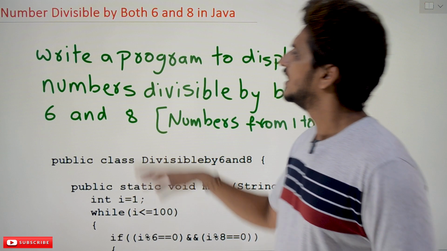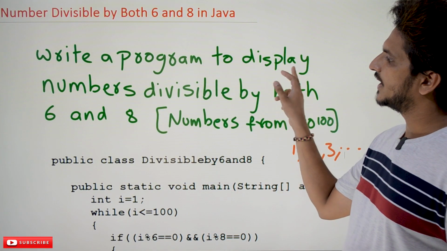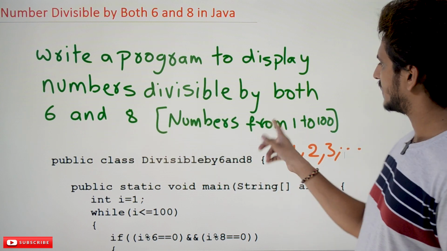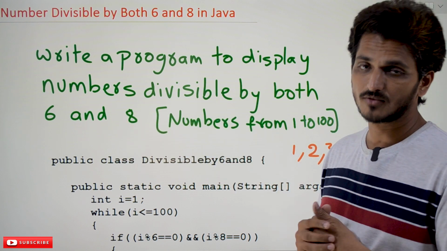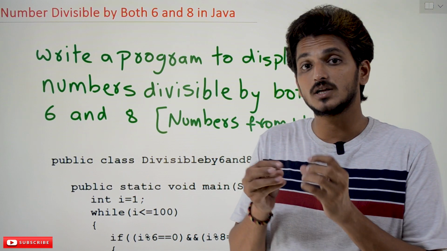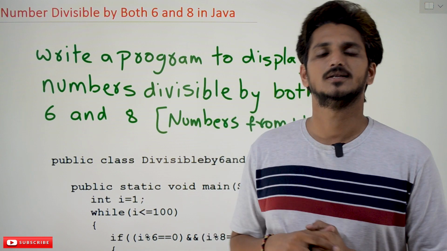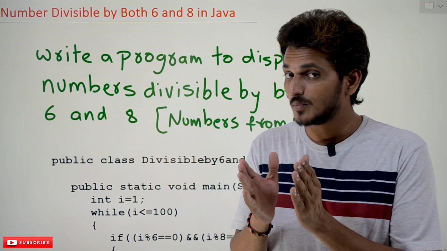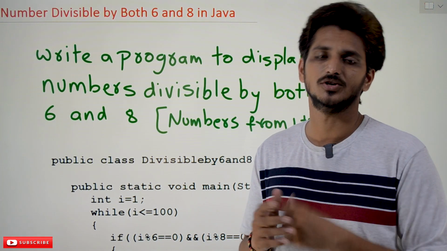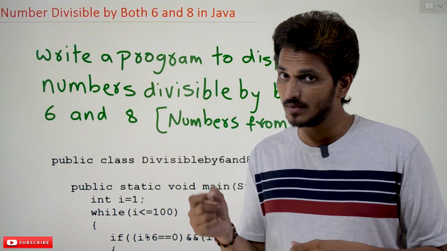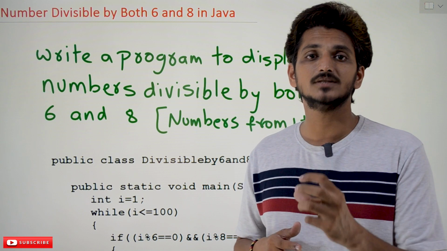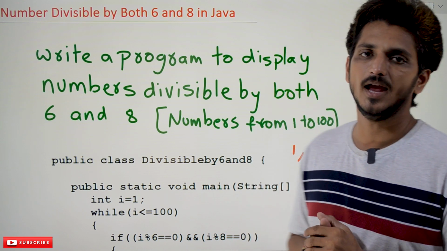Coming to today's class, we need to write a program to display numbers divisible by both 6 and 8, from 1 to 100. So we need to take numbers from 1 to 100, and in those numbers, display the ones that are divisible by both 6 and 8. Divisible by both 6 and 8 means the number should be divisible by 6, so the remainder is 0, and the number should be divisible by 8, the remainder is equal to 0.